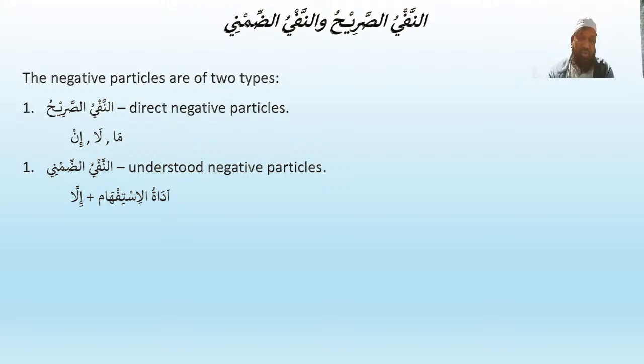So both can be understood negative particles. What do we mean by understood negative particles? I'll make this clear in a minute. Just understand this. What is an-nafyu dhimni? If in a sentence you see adatul istifham, meaning harful istifham or ismul istifham, and illa is there, now you know this adatul istifham is nafyu dhimni. It will give us the negative meaning. It is understood. When any adatul istifham comes with illa, they know it is a negative particle.